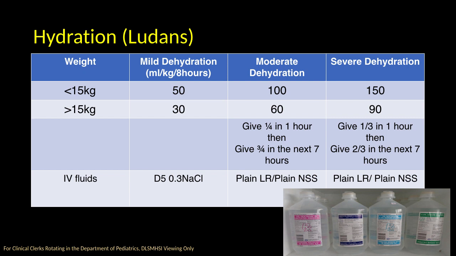For severe dehydration, give a dose of 150 cc per kilo for children less than 15 kilograms and 90 cc per kilo for children more than 15 kilograms. Give the 1/3 value of the computation for the first hour, then give the 2/3 value for the next 7 hours.